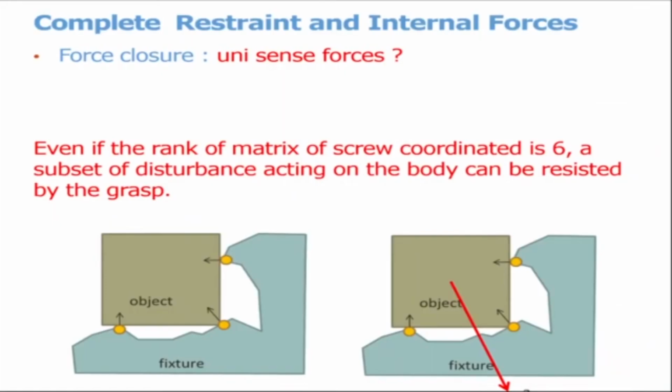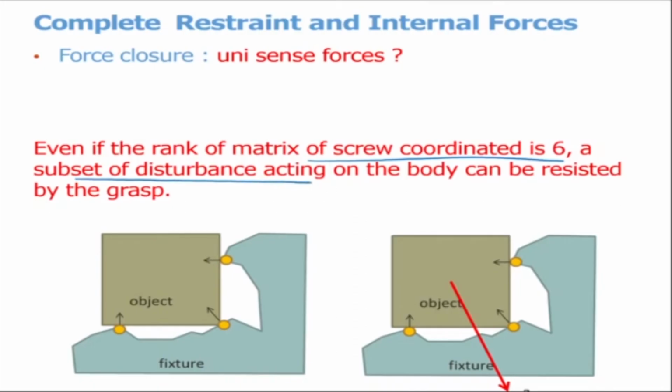Now we were talking about complete restraint and internal forces. Now what is force closure? Force closure is, suppose you're holding an object using a 3-point contact with friction. And if the rank of the matrix of the screw coordinate is 6, then it would appear that the object can resist all kind of disturbances that are going to come in the body, but that is not so. In this particular case, it can only resist a subset of disturbances acting on the body.